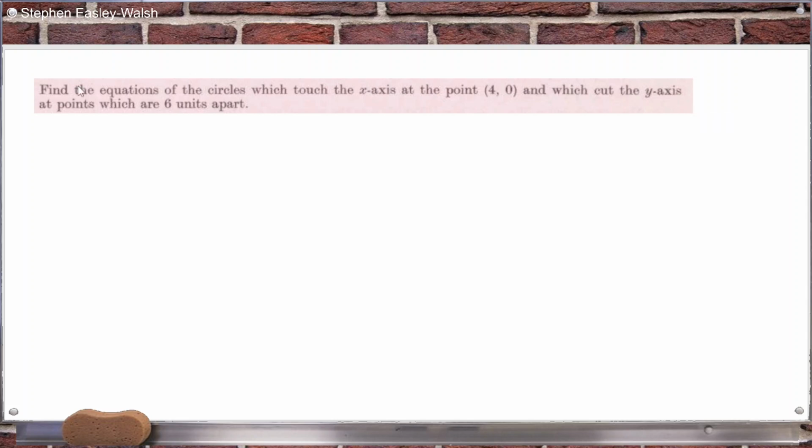Okay, so I thought this question would be a pretty easy short question, but it's more complicated than I thought because of the "find the equation." So there's more than one answer. The picture is like this. You have a point here, 4, and you have 2 points on the y-axis, and they're 6 units apart.